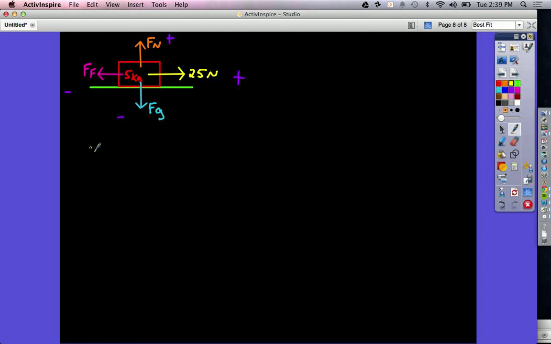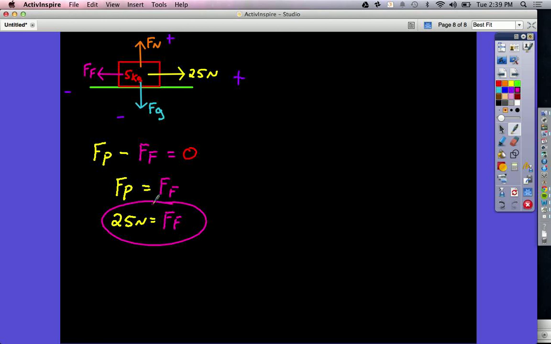So on the right, I've got 25 newtons of force. That's the force of push or pull. On the left, I've got the force of friction. And those two things should add up to be 0. What that means is that the force of pull equals the force of friction. And since I know the force of pull equals 25 newtons, then I know the force of friction equals 25 newtons.